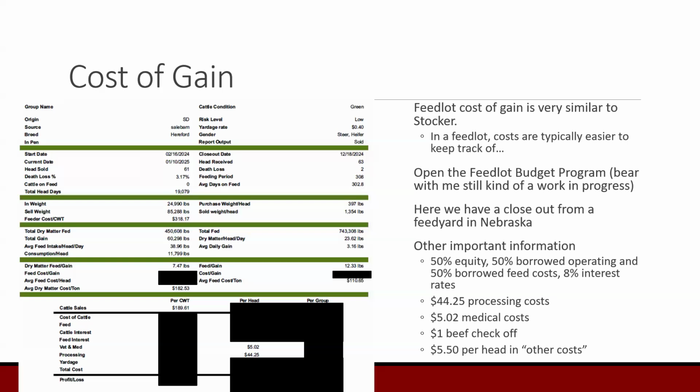This is the total amount of dry matter feed that were fed to that group of animals. 450,000 pounds of feed were fed to those cattle over the 308-day feeding period. Total gain, they gained 60,298 pounds. It took a lot more feed than the amount of gain you get out. So dry matter feed to gain, 7.47.